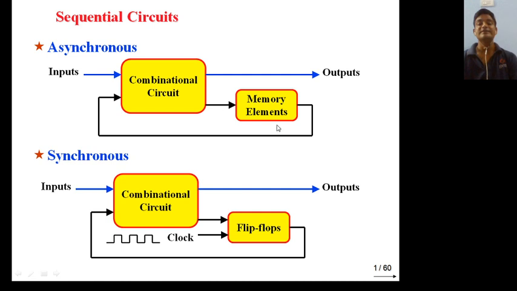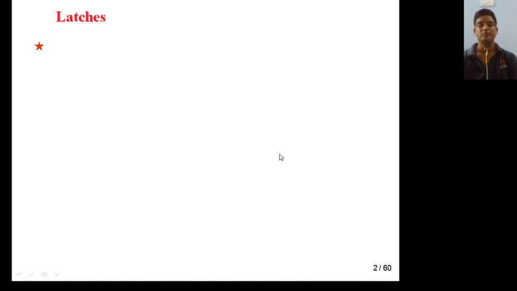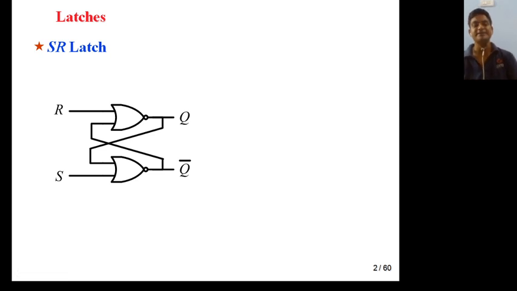Now we will see latch or flip flop. This is your latch, this is your SR based latch. What is latch or flip flop? It is the smallest unit of memory, used to store one bit of information at a time. What is register? Register is a group of flip flops. What is counter? It is again a group of flip flops.